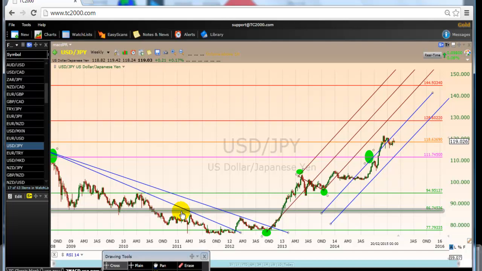And the dollar yen is distorted, proving to us that the current market environment is not very healthy. So if the market is distorted, you need to be careful. You need to be careful.